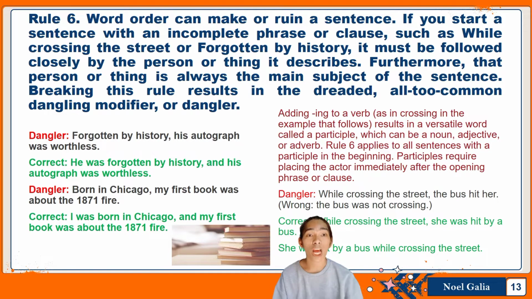Dangler is from the noun dangle, which means to hang or swing loosely. Example of a dangler: forgotten by history, his autograph was worthless. The problem there is that his autograph should not come right after history, because he was forgotten, not his autograph. Did you get it?